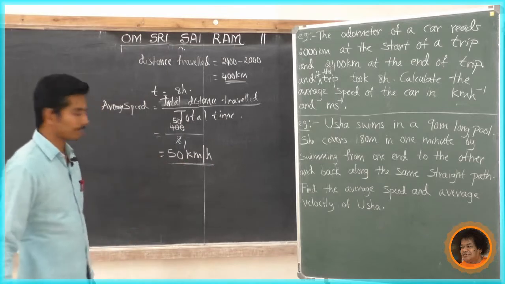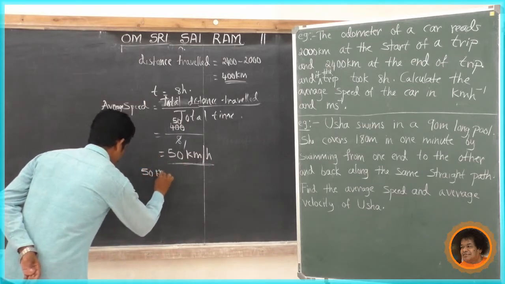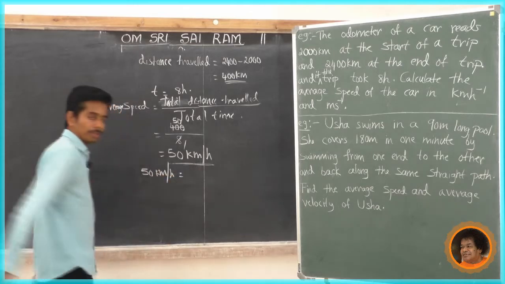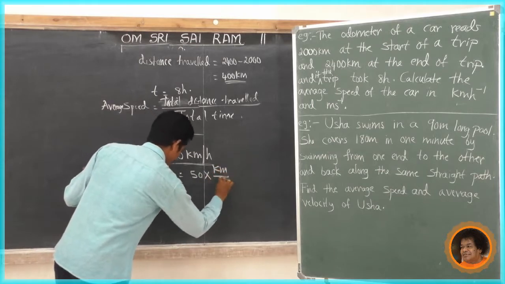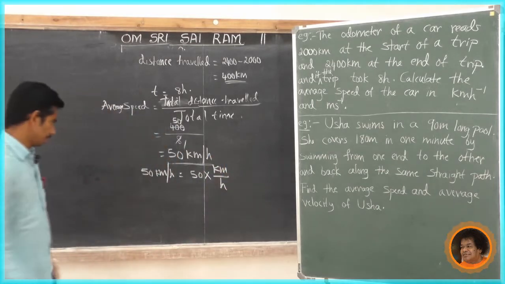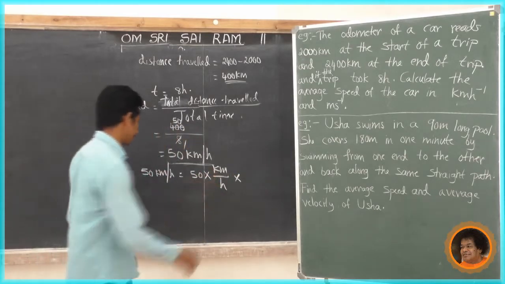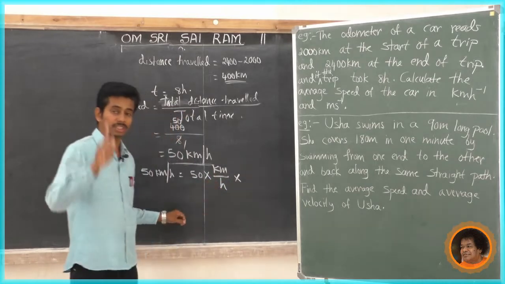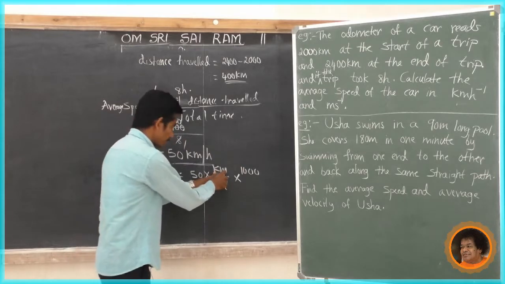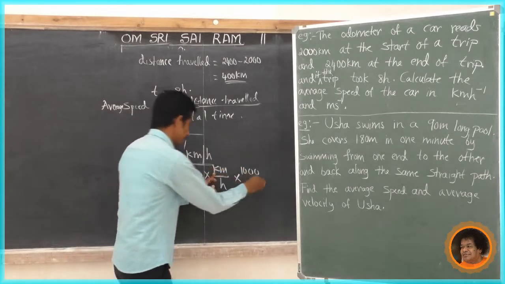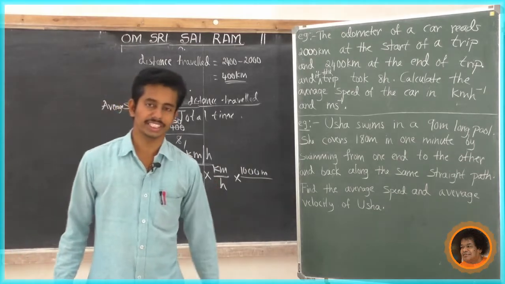How to convert this to meter per second? It is very simple. 50 kilometer per hour means 50 into kilometer per hour. Now convert the kilometer into meter. 1 kilometer means 1000 meters. So 50 into 1000 meters, divided by 1 hour, which means 3600 seconds.